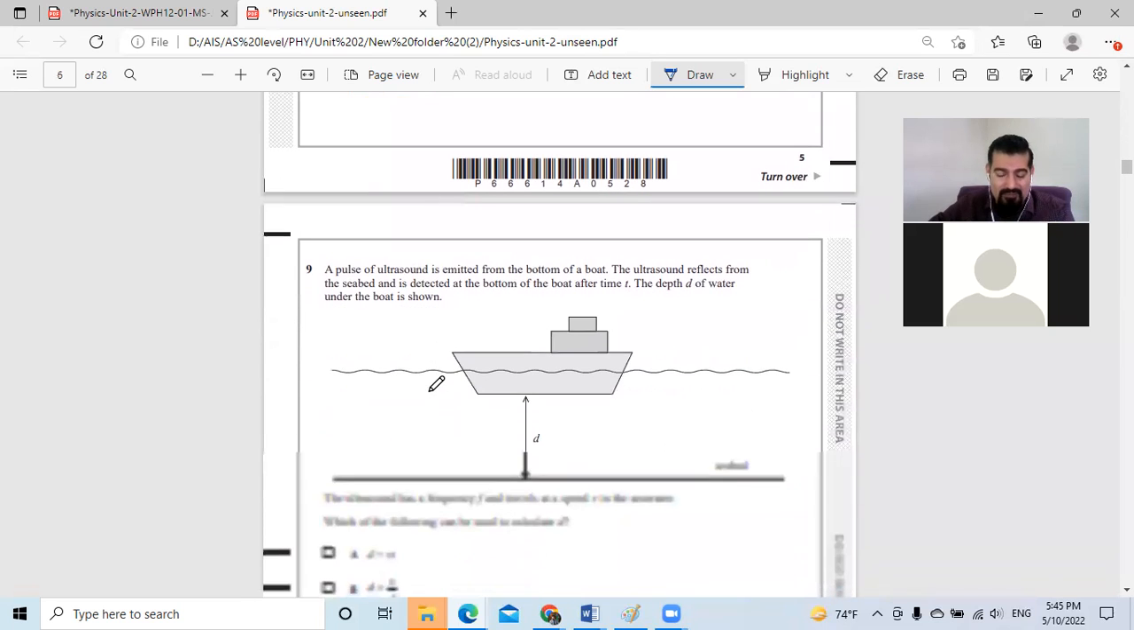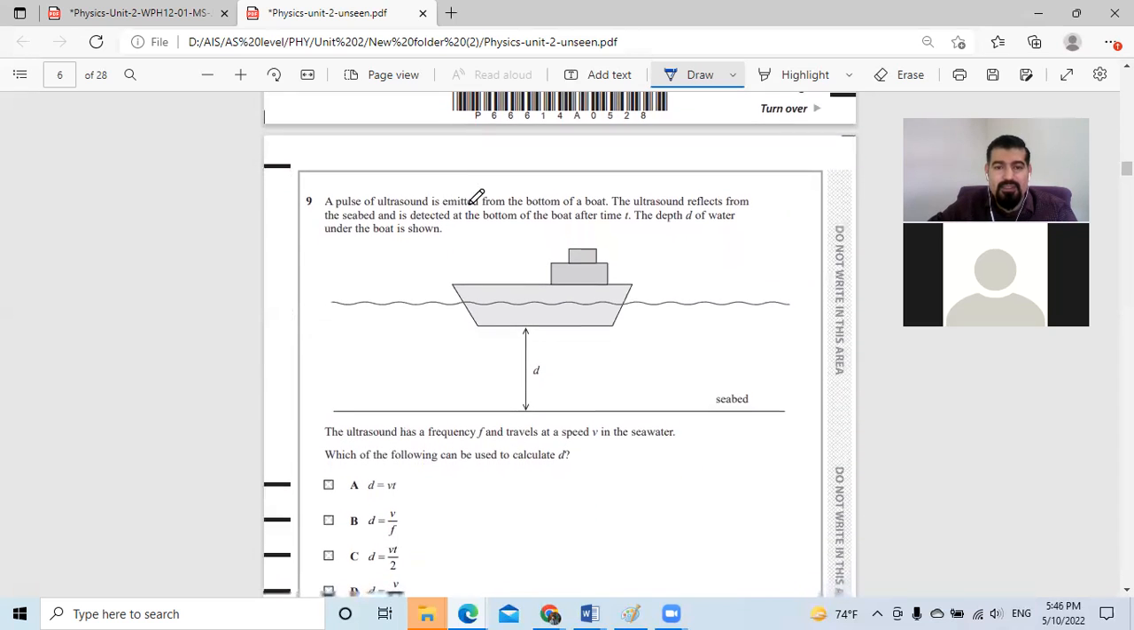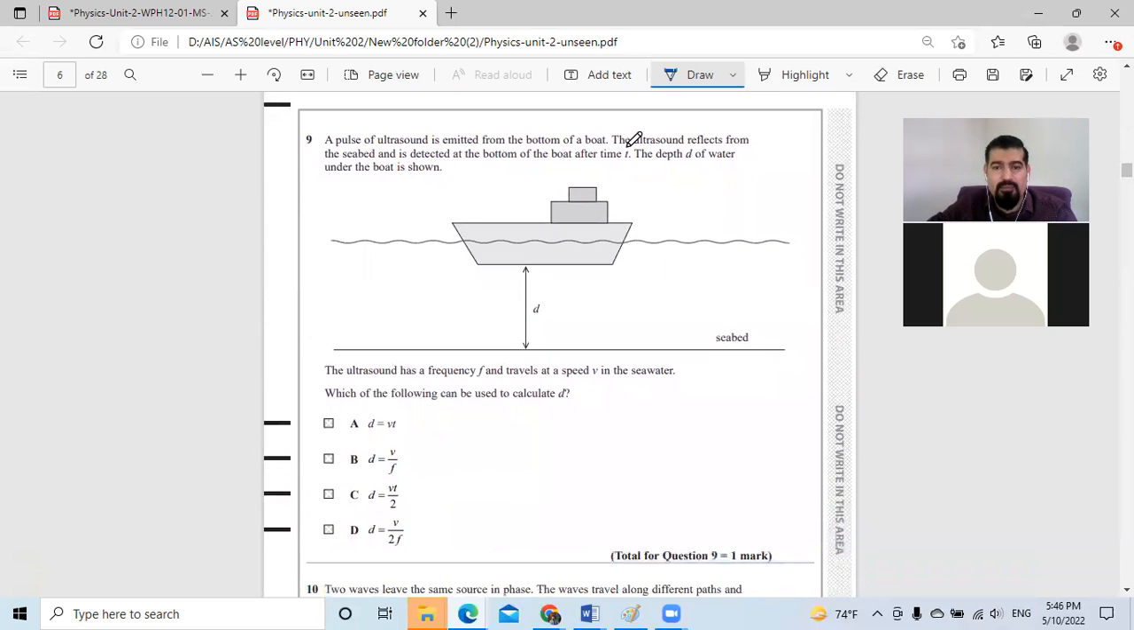Good. Now, question number 9. What do we have here? A pulse of ultrasound is emitted by the bottom of the boat. The ultrasound is reflected by the seabed and detected by the bottom of the boat. The time is T, which depends on the depth D of the water. The ultrasound frequency is F, the speed is V. Which of the following can be used to find D?